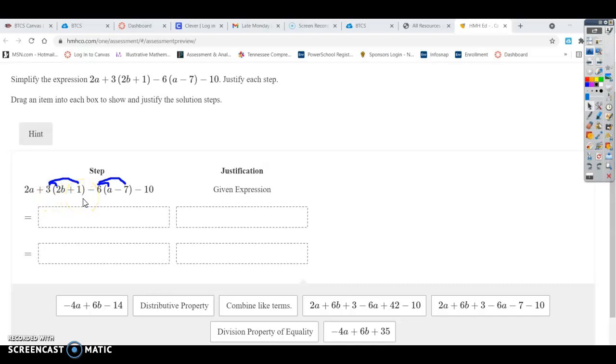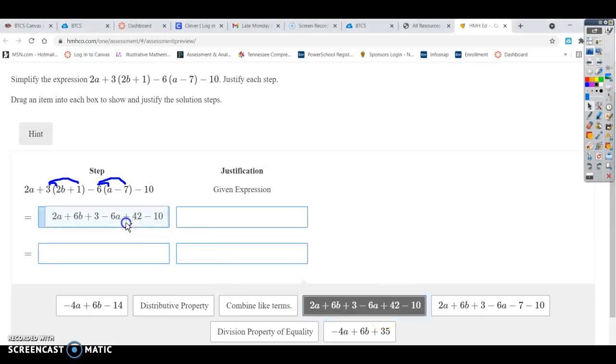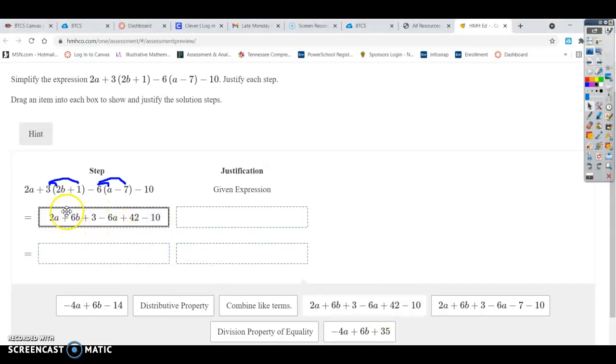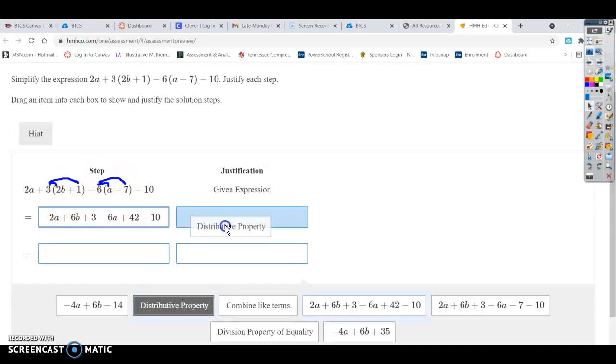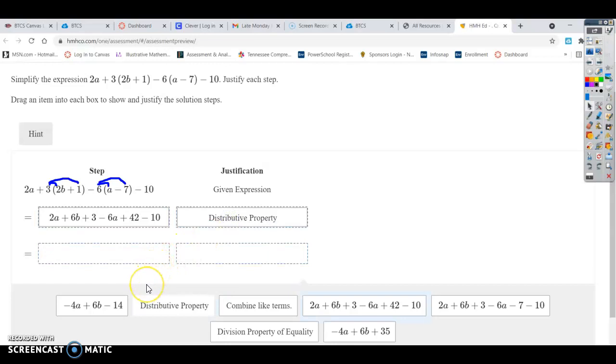That's distributive property. So if we come down here, we're going to see two that start with 2a plus 6b plus 3. So which one of these will be the rest of it? So we're going to have negative 6 times a, negative 6a, and negative 6 times negative 7. Well, that is positive 42. And then minus 10. So we can see that this is the expression that we want. Now what did we do? We did distributive property. So we just need to name that.